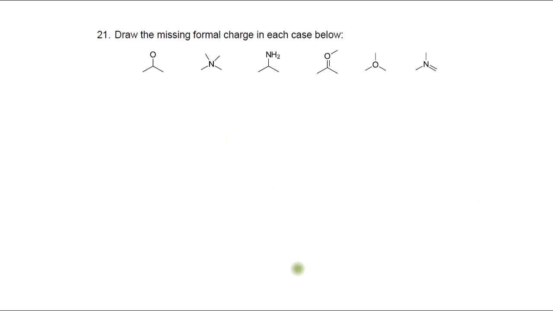The next question, we are drawing the missing formal charge in each case below. So you might want to make a note to yourself: nitrogen likes to make 3 bonds with 1 lone pair. Oxygen likes 2 bonds, 2 lone pairs. So if we stray from that, we're going to have a charge. In the first one, we have oxygen with 1 bond, which means it's going to have an extra electron pair. So that will be negative. Nitrogen's making 4 bonds, so this will be positive.